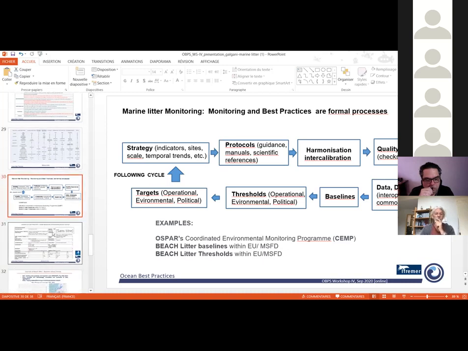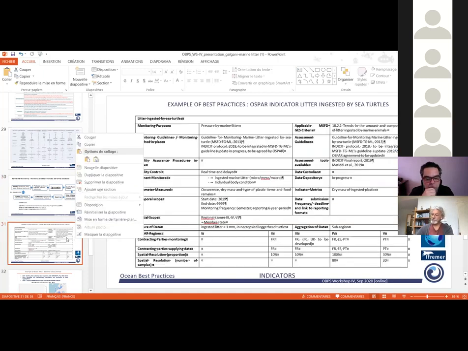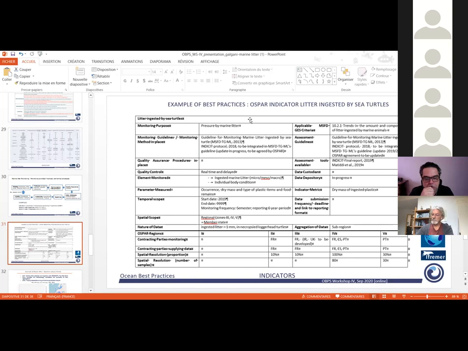So I have three different examples that I think may explain what is important in the process. The first one is the Coordinated Environmental Monitoring Program from OSPAR, that is UN-related. It's not a UN Regional Sea Convention, but it's linked to UNEP process, Regional Sea Convention processes. And they develop quality assurance, what they call Coordinated Environmental Monitoring Program, CEMP. These are documents that are describing all the steps for an indicator. So this is an example, the one for litter ingested by sea turtles.